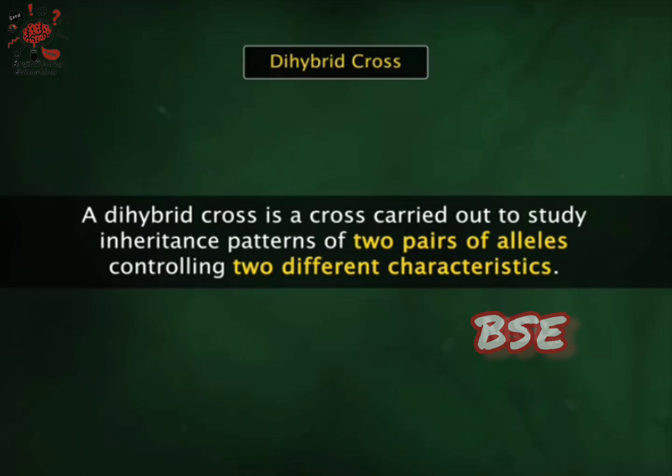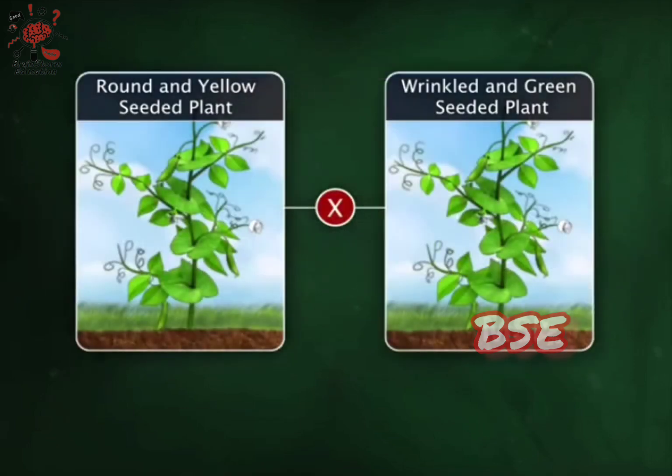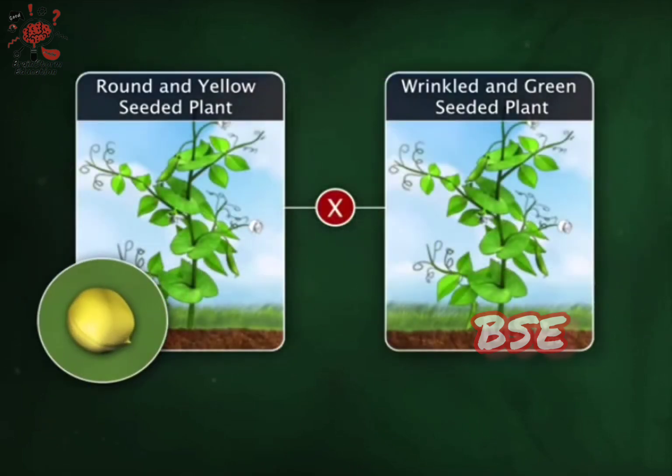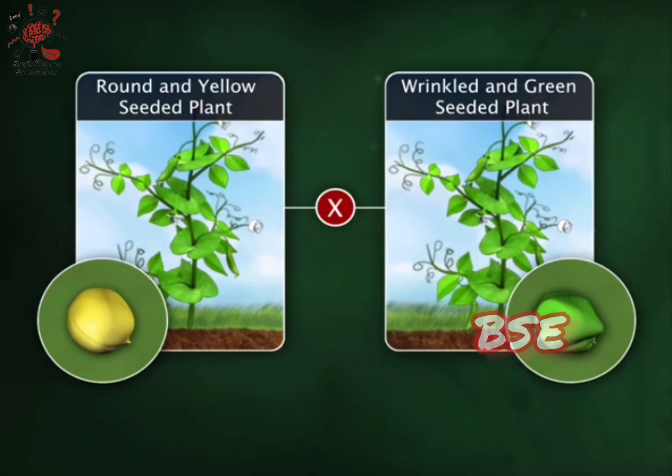Dihybrid cross. A cross between two individuals which is carried out to study inheritance patterns of two pairs of alleles controlling two different characteristics is a dihybrid cross. For example, a cross between a round and yellow-seeded pea plant and a plant having wrinkled and green seeds is a dihybrid cross.